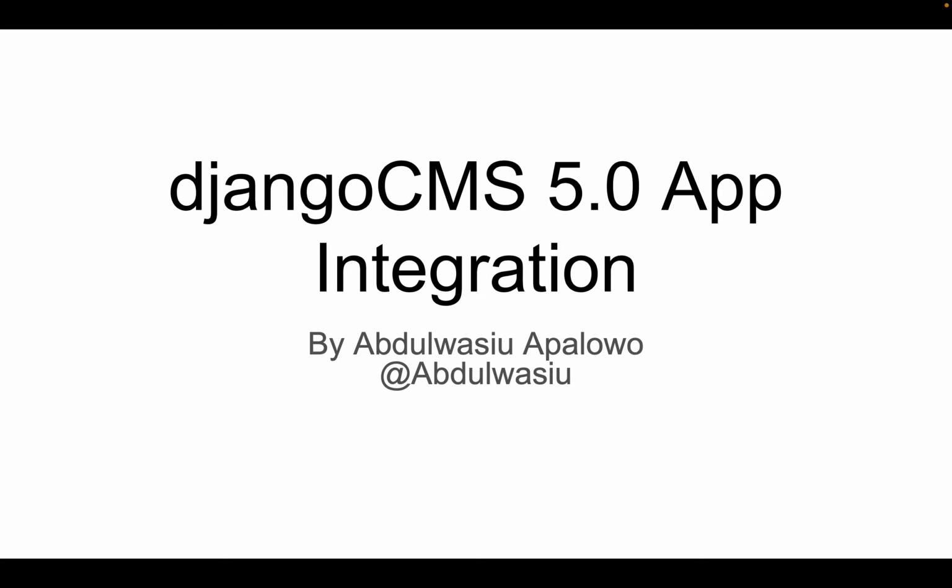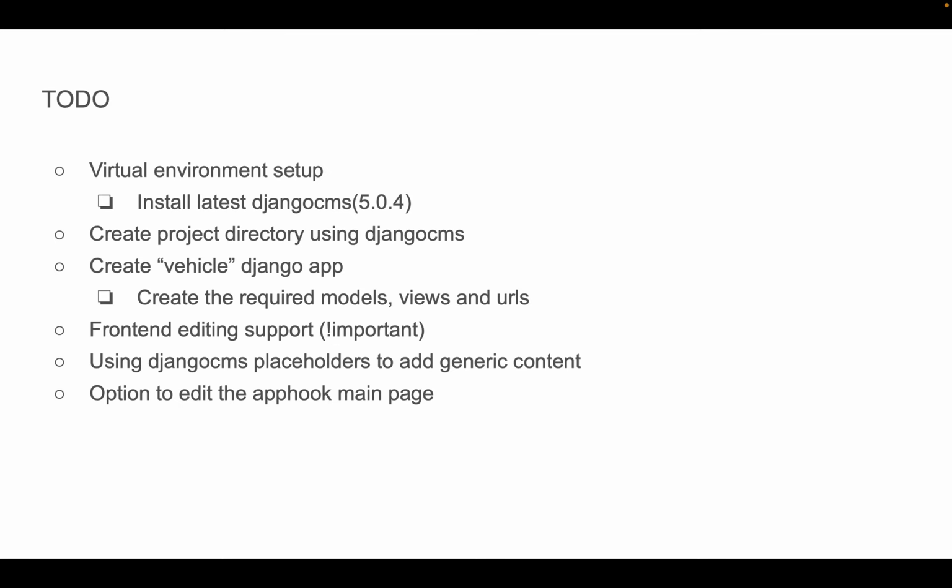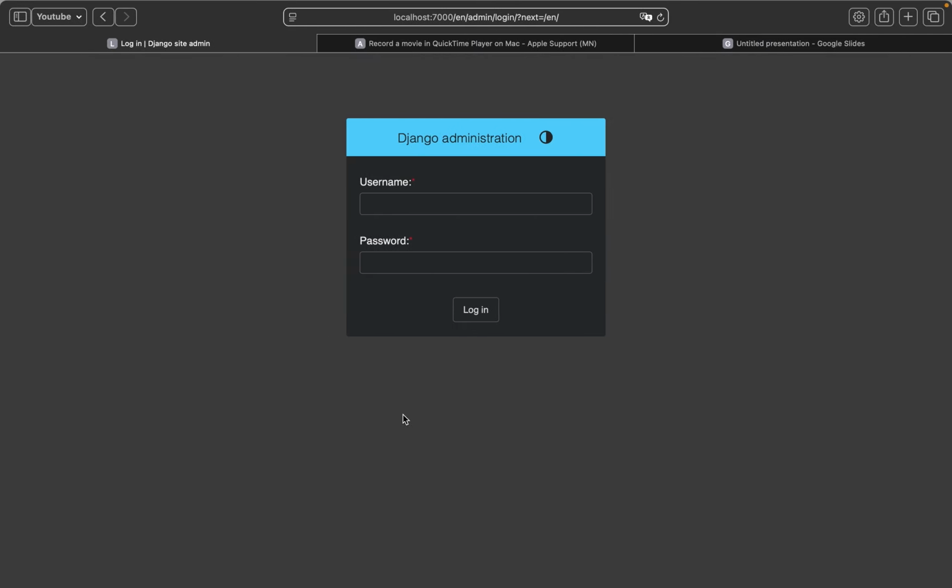So a little bit of prerequisites. It would be nice to have knowledge of Django and to know a little bit about CMS, but if there isn't much knowledge about CMS, we will get to it as the tutorial unfolds. So what we are going to be doing: create our virtual environment, install the latest Django CMS, create our project directory and create the vehicle app. So let me just get to it.